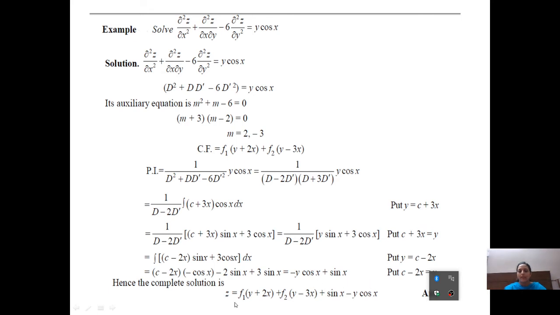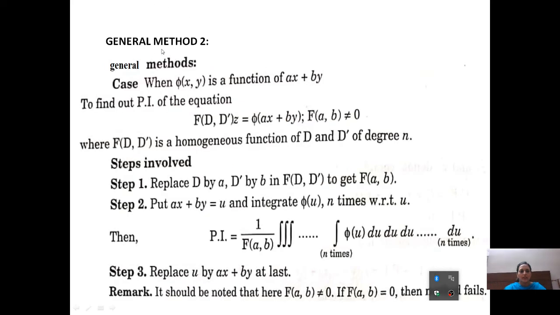And the complete solution must be written as z is equal to this sum of the complementary function part and the particular integral part. These two parts will be added to achieve the final answer. This is the one general method that we have used to solve this homogeneous partial differential equation of nth order with constant coefficients. Now, moving further to the second general method.